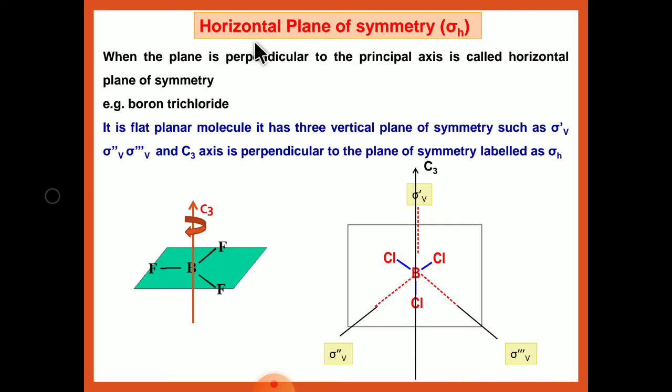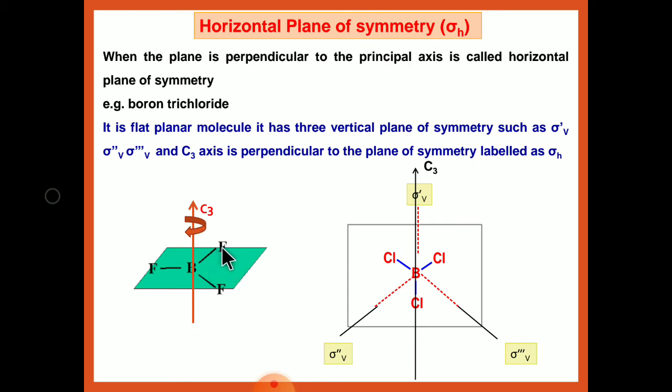The second type is the horizontal plane of symmetry, that is sigma h. So the horizontal plane of symmetry is represented by sigma h. When the plane is perpendicular to the principal axis, it is called the horizontal plane of symmetry. Example, boron trichloride. So this is the boron trichloride structure. This is also showing 3 chlorine atoms and 1 boron atom lying on the same plane. The C3 axis is passing through the boron atom.